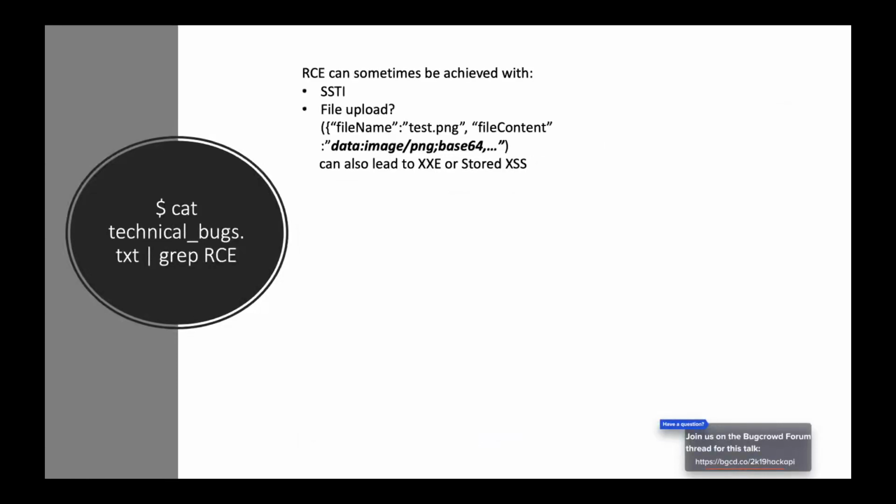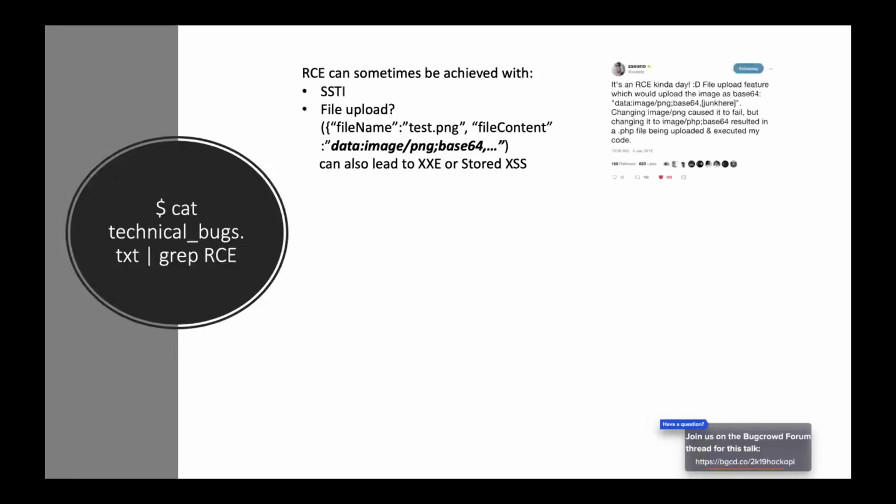So with technical bugs, I usually get either RCEs, which can be achieved with server-side template injection or file uploads. Most of the time, they are file uploads. Something like this, where you specify the file name and then the file content, which is basically base64 encoded. But most of the time, we can change the content type from image/png to either application/xml or text/html to get an XXE or stored XSS. This is actually something that jr0ch17 tweeted about not too long ago. I found it pretty funny that he tweeted this when I had already put this in my slide. So that's pretty cool.